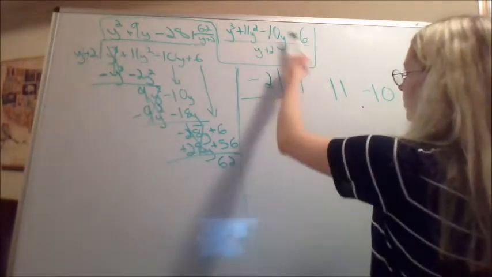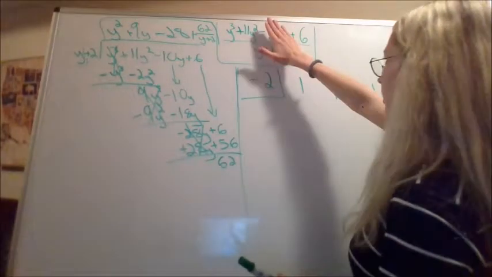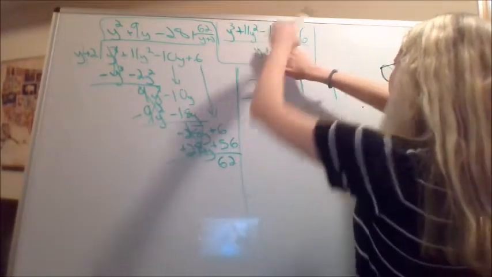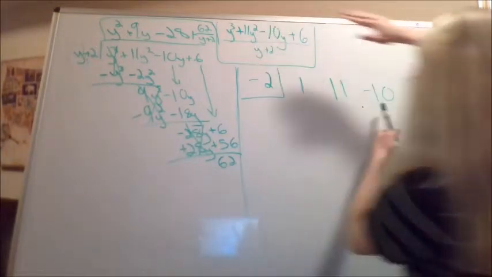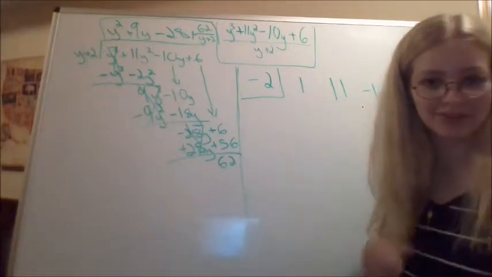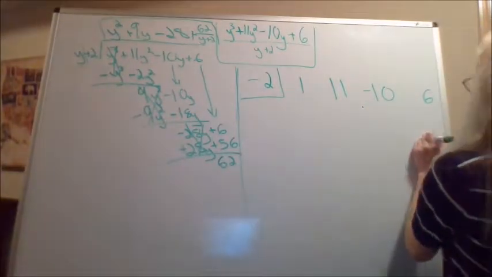And keep in mind, if one of these values were to equal 0, say if we had a 0 right here and we just had y to the third plus 11y squared plus 6, we need a place value right here for the y to the first power term. Don't forget your placeholders. So now we want to synthetically divide.